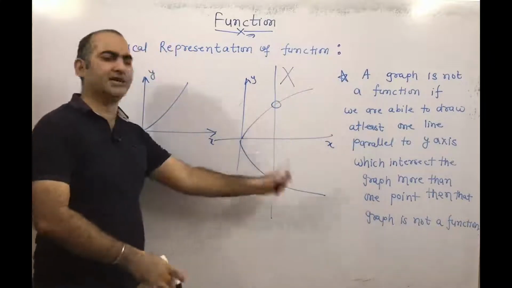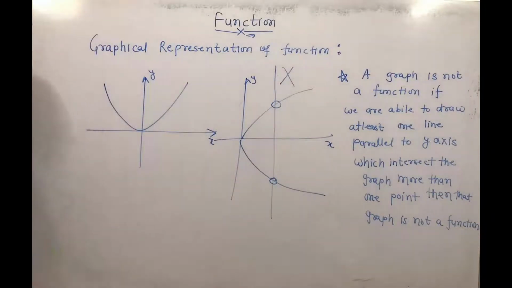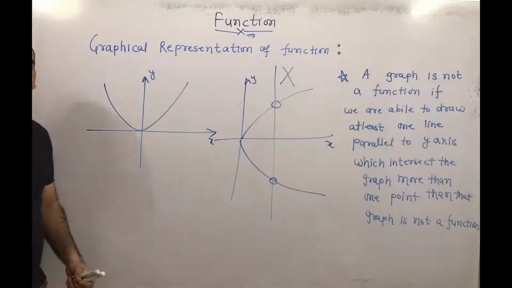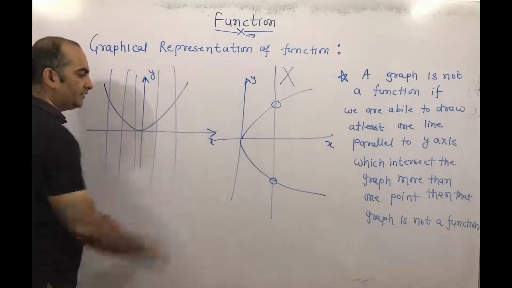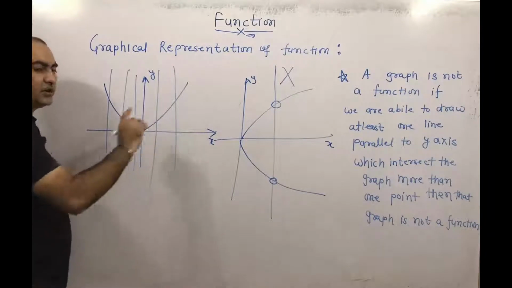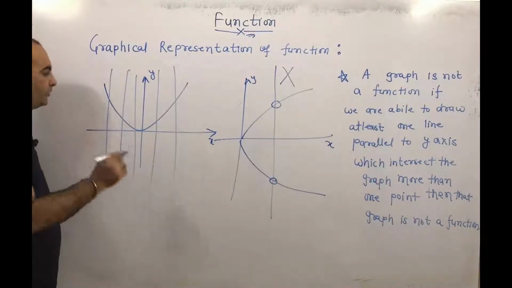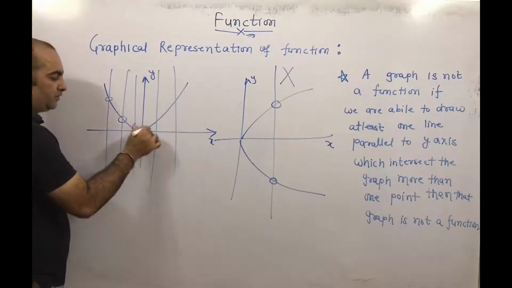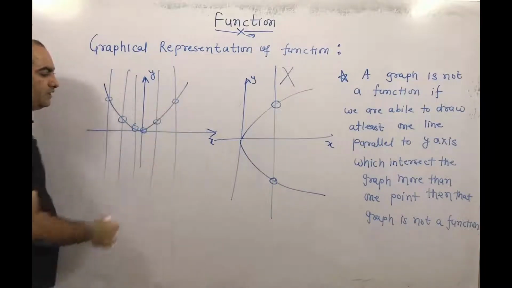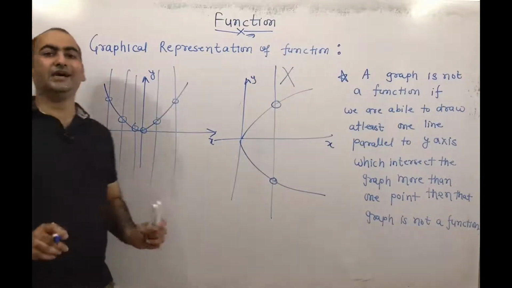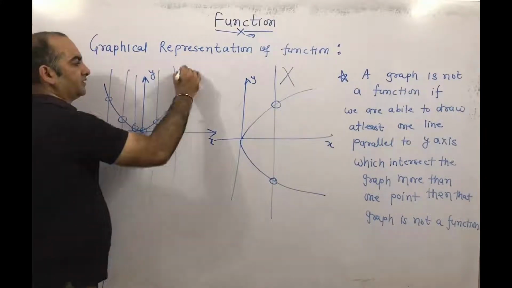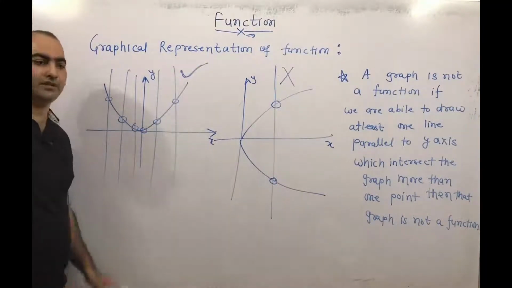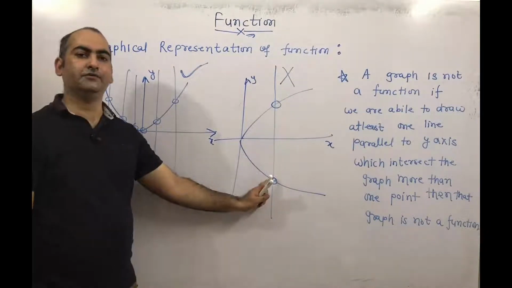Here we can draw infinite lines. Now here if you draw a line parallel to y-axis, any line you draw, anywhere, all the lines are intersecting how many points? Only 1 point. Correct? So here we can't draw any line which intersects at more than 1 point, then we can say this is a function. This graph is a function, this graph is not a function.